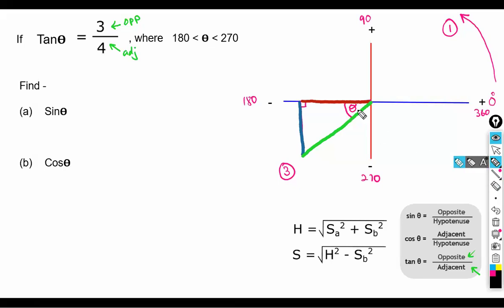So if you are standing over here, the opposite side is what? 3. And the adjacent side would be what? 4. Everyone okay with that? Opposite over adjacent. Everyone put that in for me. You all realize the hypotenuse is missing, right? The hypotenuse is missing.